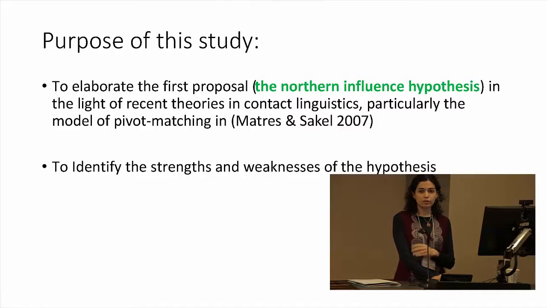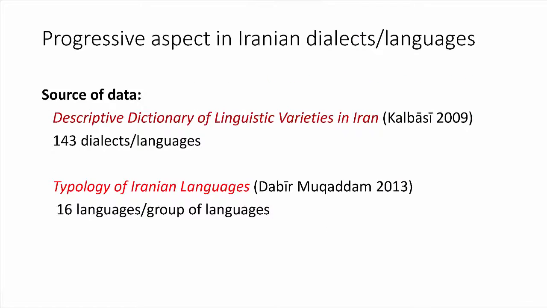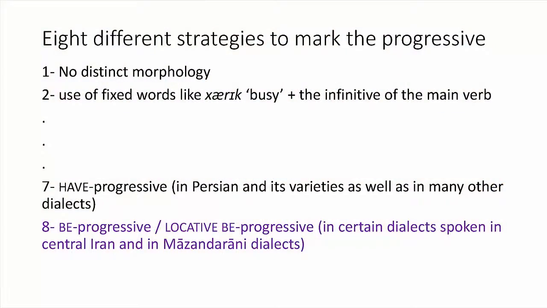So to this end, I looked at the progressive aspect in many Iranian dialects. My two sources were, one, a descriptive dictionary of linguistic varieties in Iran that represented 143 dialects and languages, and two, a typology of Iranian languages that had studied 16 languages or groups of languages. When I looked at the strategies that different Iranian dialects and languages used to express progressive aspect, I found 8 different strategies to mark the progressive. 7 of them are not of great importance for our study.